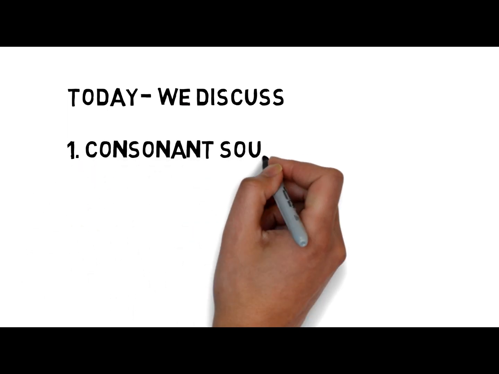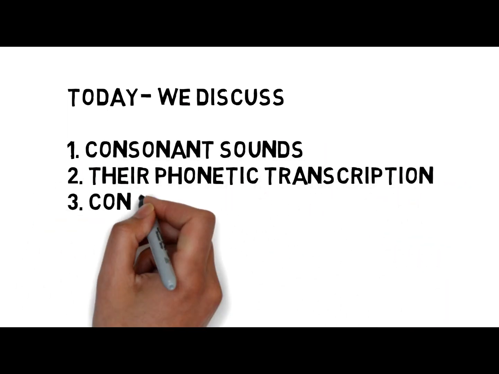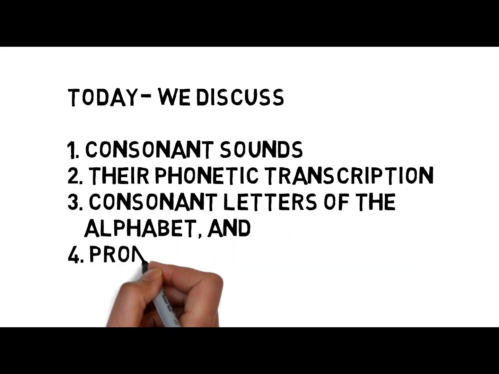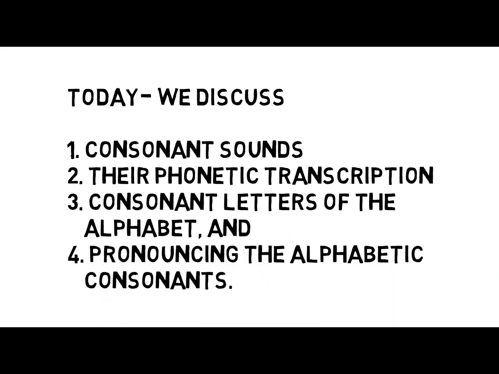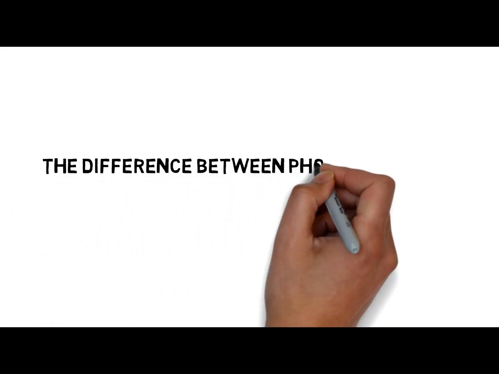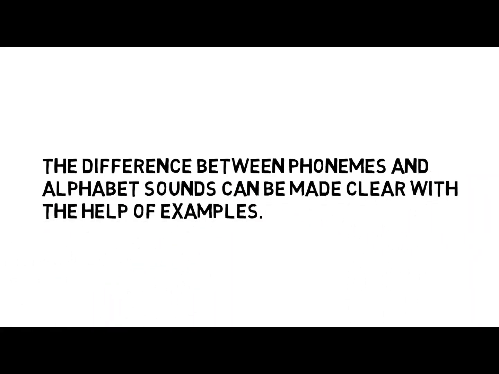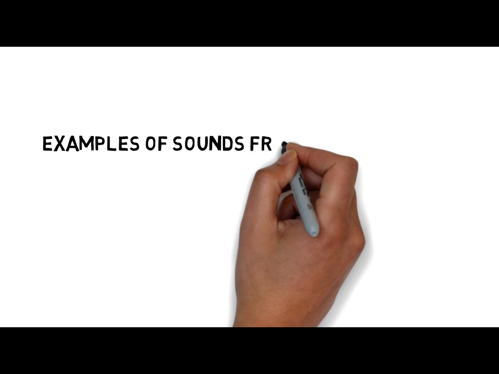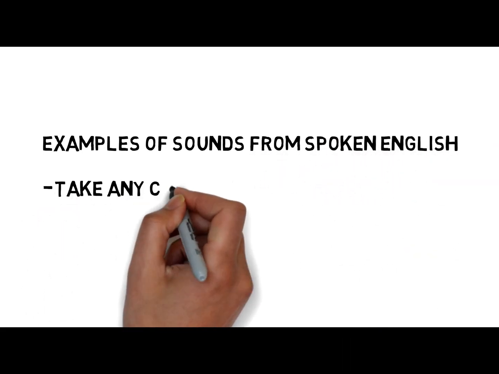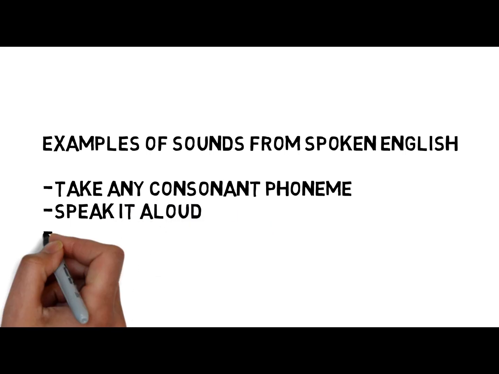In this session, we wish to have a comparative discussion of consonant sounds and their phonetic transcriptions on the one hand, and consonant letters of the alphabet and their pronunciation on the other. Let us try to find out the basic point of difference between phonemes and alphabet consonants. This difference can be made clear by taking examples from both, that is, sounds in spoken English and sounds of written English. First, we take up sounds from spoken English.